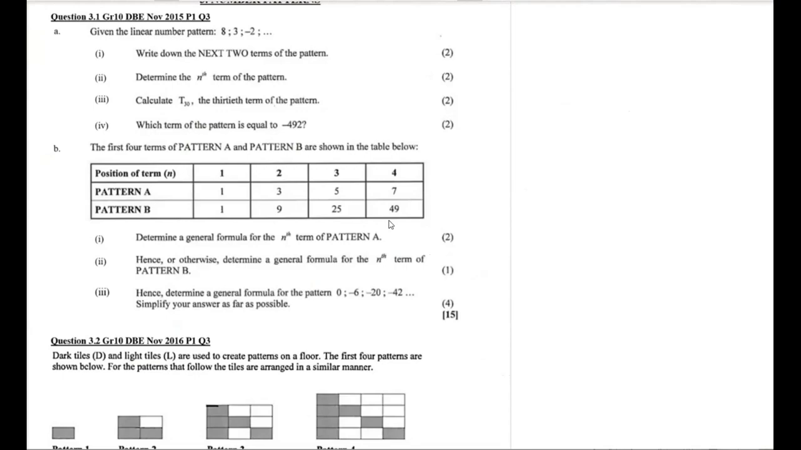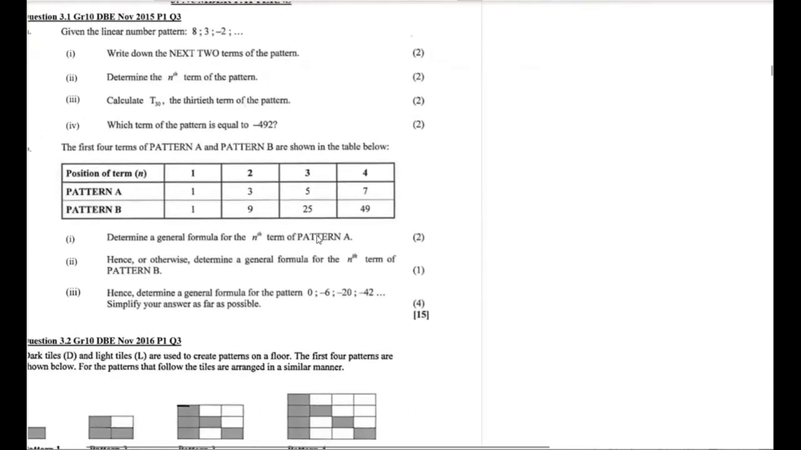Perfect, all right. Now let's try some questions together. The first question that we are given says, given the linear pattern 8, 3, -2, write down the next two terms of the pattern. So what is the first thing that I need to do?